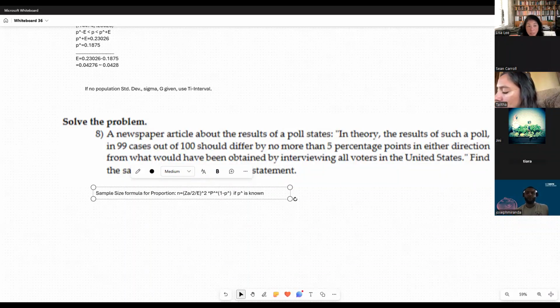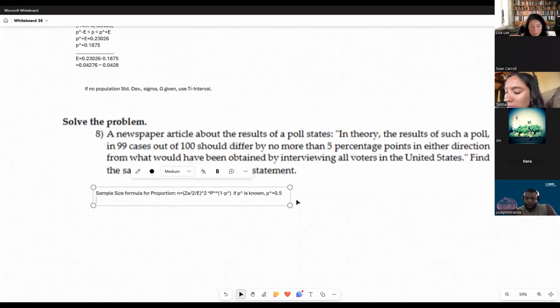But we read this statement here, it did not say, right? It only says in 99 cases out of 100 should differ by no more than 5% points in either direction. They only state that very general statement. When the statement is so general, without giving any prior knowledge at all, what do we have to do? You need to take the p hat sample proportion as 50%. That's the kind of common rule in the real world.